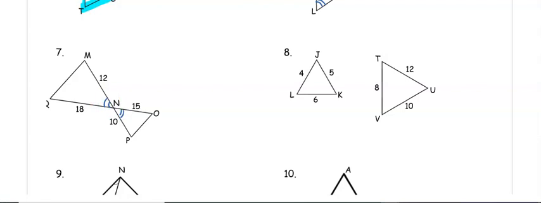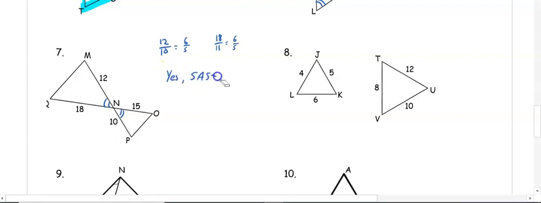We also see that we have two sets of sides. So when we look at the ratios, if we have 12/10, the two smaller sides together, that reduces to 6/5. We also have 18/15, which also reduces to 6/5. So we have two sets of sides that reduce to the same ratio. We also have the included angles. So we would say, yes, these are similar by side-angle-side similarity. So triangle MNQ is similar to triangle PNO.